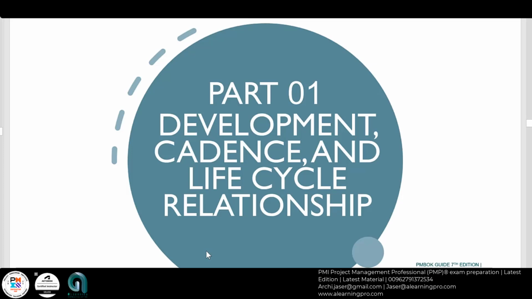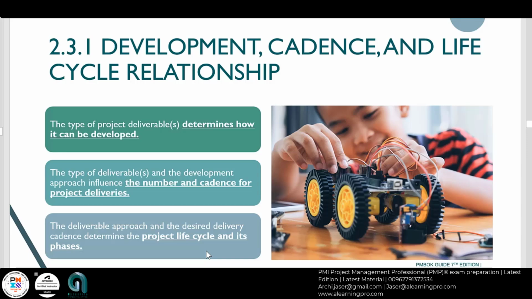Development, cadence, and life cycle relationship. What's the relationship that we are talking about? The type of project delivery determines how it can be developed. It's logic. The type of deliverables and development approach definitely will be affecting the number and the rhythm for the project. The deliverable approach and the desired delivery cadence determine the project life cycle and its phases, which we already discussed many times, that it's about how you tailor things, right? It's all related to tailoring. And by the way, keep in mind that everything in this edition is related to tailoring.